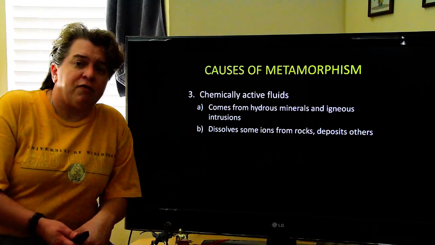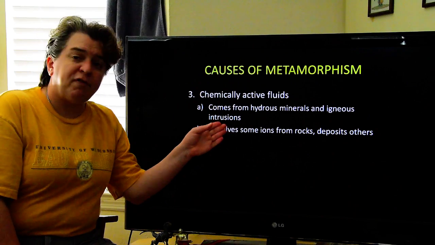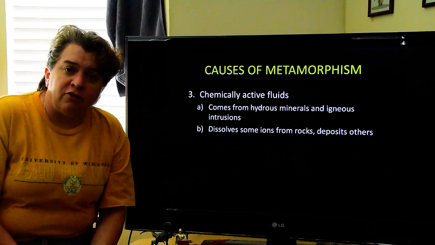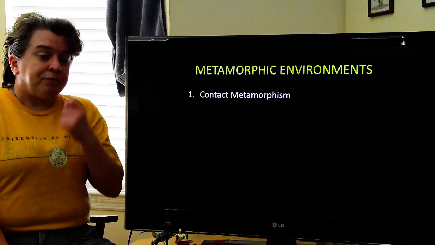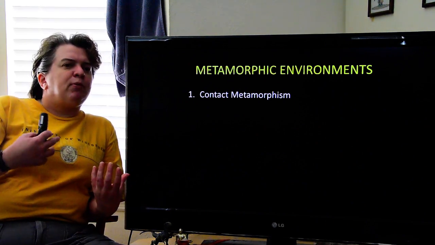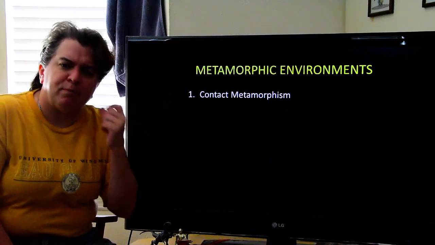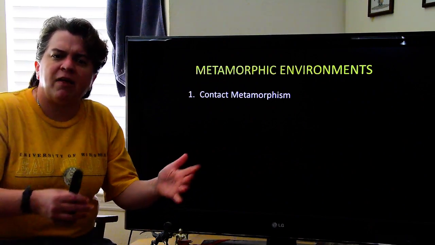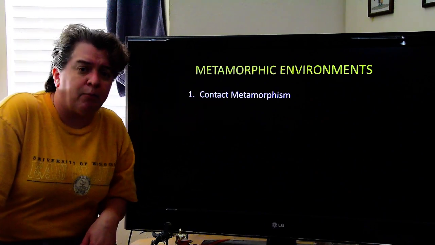And chemically active fluids then can significantly change the rocks that they're traveling through because it's going to dissolve some ions, it might precipitate others behind, and so you get a major change in the rock's composition and mineralogy. Metamorphism doesn't happen everywhere on the planet. There are certain places that metamorphism is going to happen, and kind of creates different types of metamorphism. So these are the metamorphic environments, or you can also think of it as types of metamorphism that happen in different places. And one of them you guys already know about, and it's called contact metamorphism.